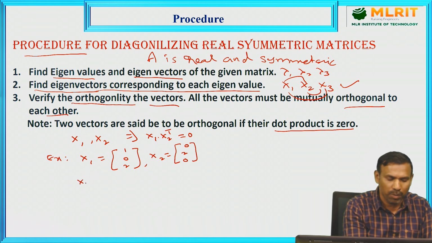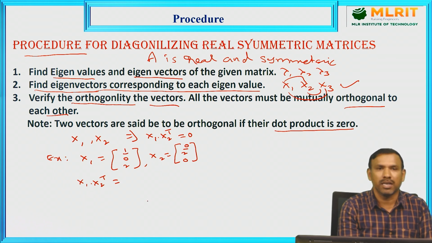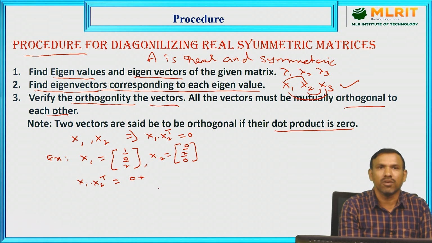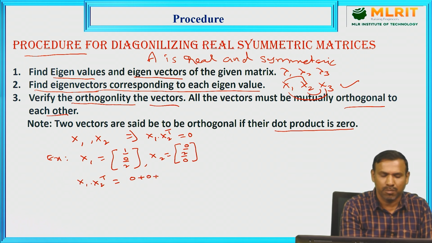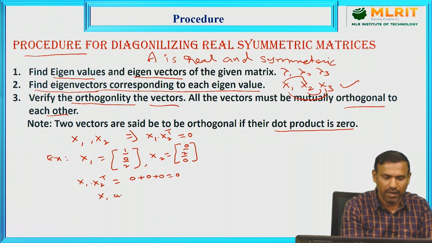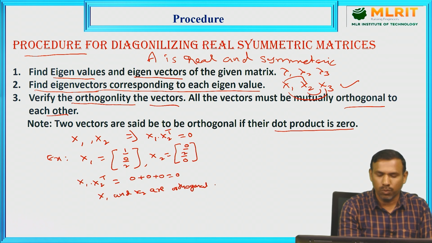That's why one matrix should be transposed. x1 dot x2 transpose: first element 1 multiplied by 0 is 0, plus second element 0 multiplied by 2 is 0, add all the summation, 2 into 0, 0. So this is clearly 0. Then I can say x1 and x2 are orthogonal to each other. Like that, we have to verify all possibilities of x1, x2.